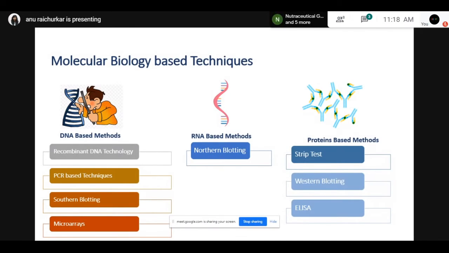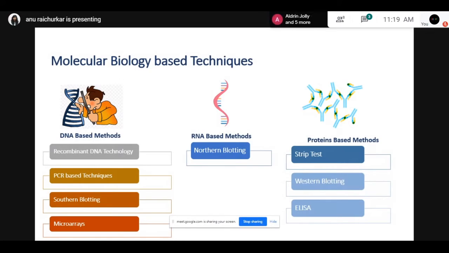Again, gel electrophoresis is also used over here, and the last stage involves the use of radiolabeled dyes, which helps us in identification and comparisons. Okay, so this is northern blotting. Then the third and the last type of molecular broad categorization involves protein-based methods.